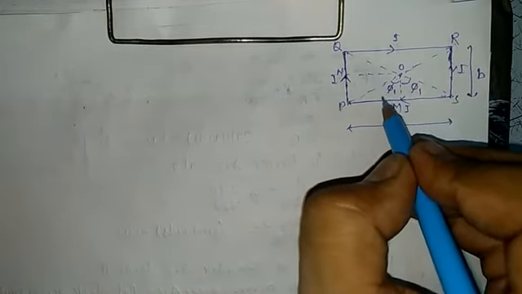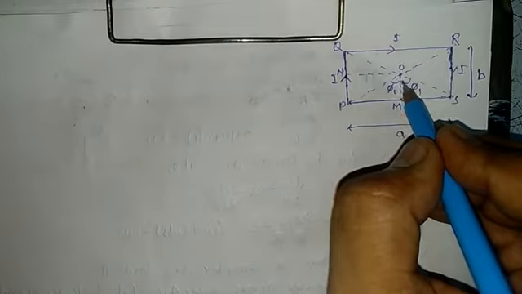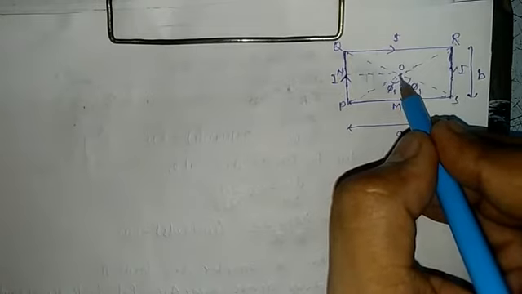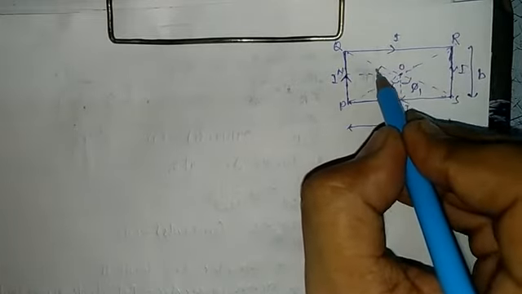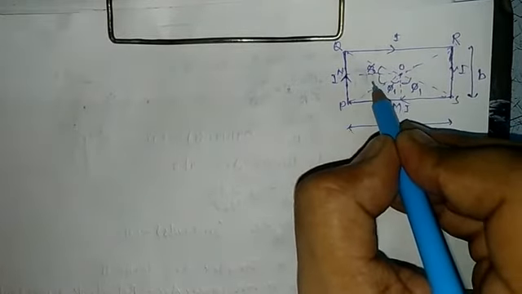We can say this angle to be phi 1 and this angle to be phi 1, because this normal would be the bisector of the angle POS. So we can call it phi 1 and phi 1, as well as here we are calling this phi 2 and phi 2.